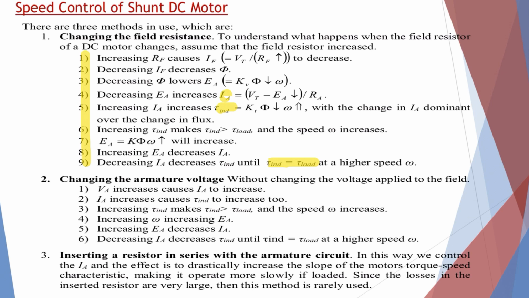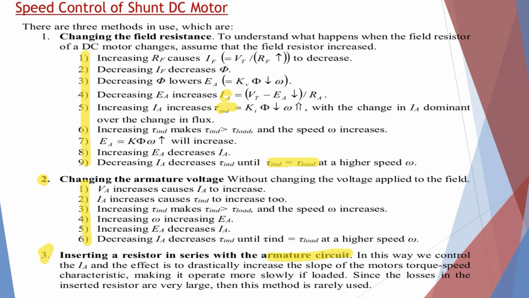This is the first method. The second one is changing the armature voltage without changing the voltage applied to the field. Just follow the steps here. The last method is inserting a resistor in series with the armature circuit.